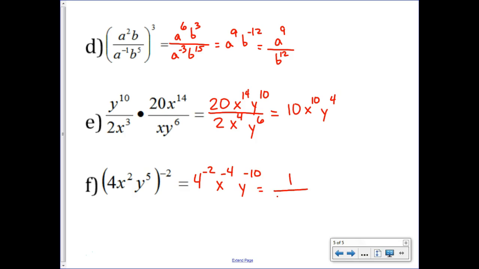So I have 1 over 4 squared, x to the 4th, y to the 10th. So I have 1 over 16 x to the 4th, y to the 10th, if I go ahead and simplify that.